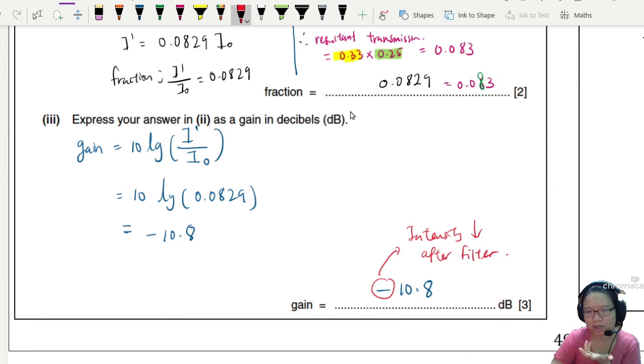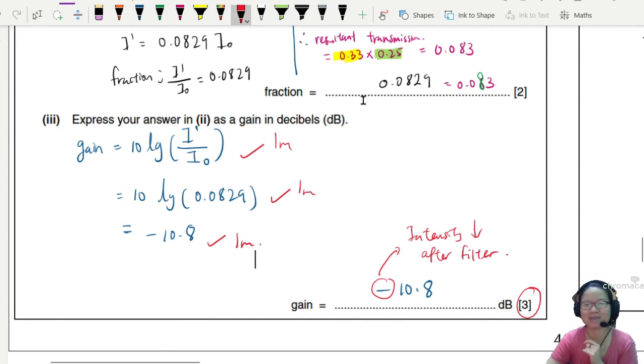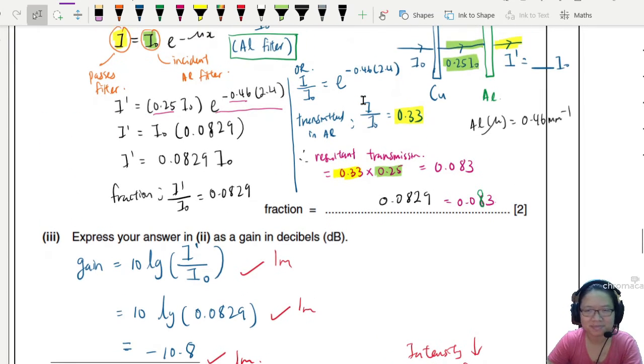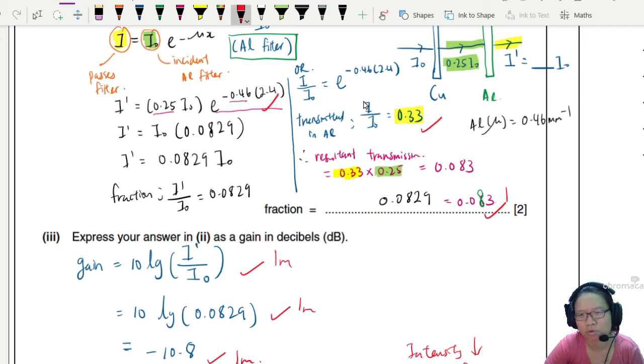And then you look at this one, I also don't know why this is 3 marks. Because 1 mark is writing the equation, 1 mark is the substitution, 1 mark is the final answer. Very nice. So don't ignore decibel. If it comes out, it's always a very sweet bonus. Whereas this one, so much, only 2 marks. 1 mark is for a suitable calculation. Either you arrive at 0.33 or you substitute this one. Is your 1 mark. And then final answer is your 1 mark.